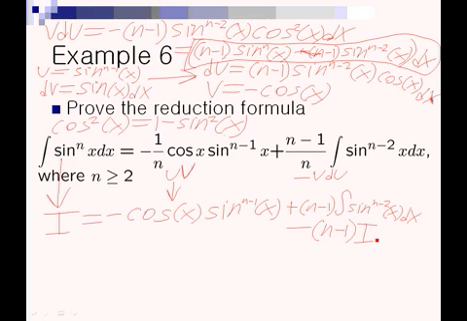So if we add this to over here, we'll end up getting nI equal to this. And then we can just divide by n and get that. So that's how you do it. And I think we can call it a day. All right.